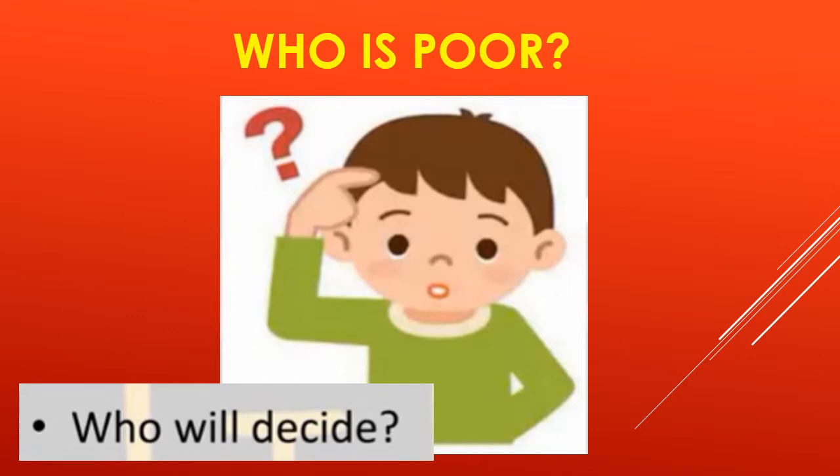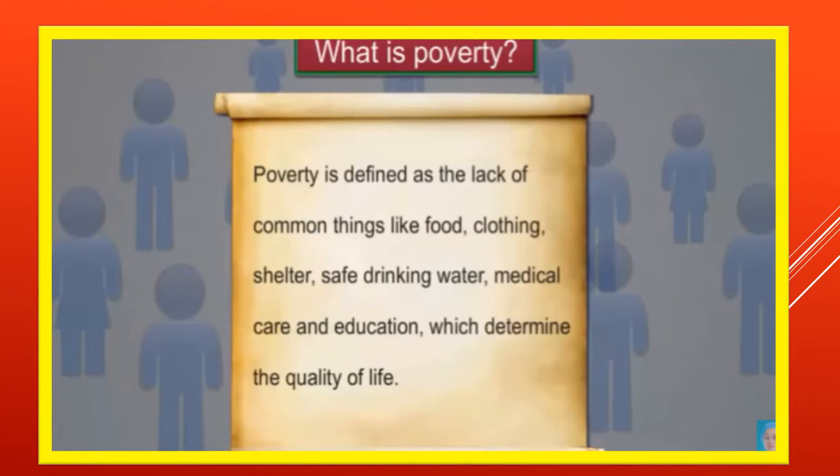Now the question arises, who is poor? And who will decide who is poor? How will we rate poverty? Now the government of India has defined poverty as a situation in which a person is not able to get his minimum basic necessities of life. And what are the basic necessities of life? Food, clothing and shelter. So here is a definition: poverty is defined as a lack of common things like food, clothing, shelter, safe drinking water, medical care and education, which determines the quality of life.